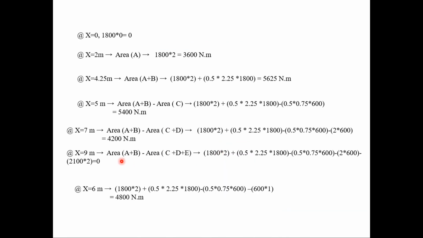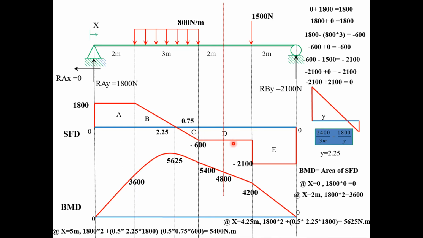Maximum moment can be obtained when shear force is equal to 0. So the value will be 5625, and its location is at x equals 4.25 meter from the left support.